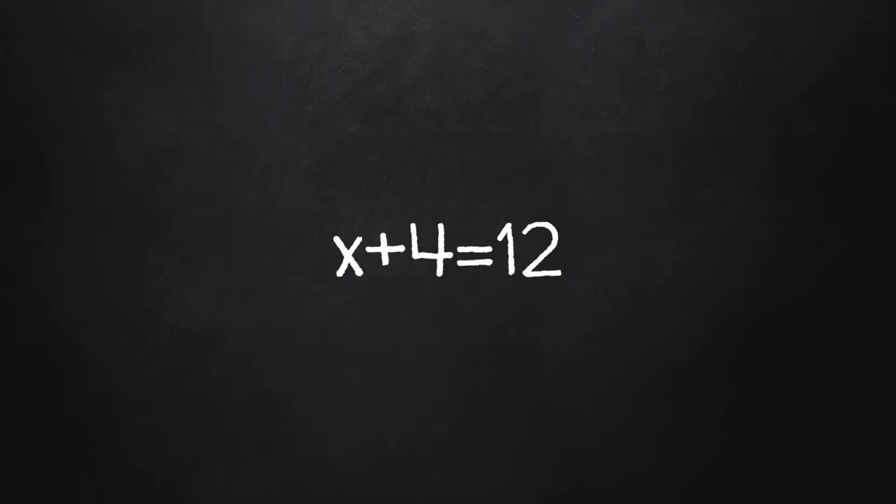Solving for x. To solve for x in an equation, the end goal is to get x alone on one side of the equation. For example, when we have an equation, we must get x alone. To do this, we need to perform operations on both sides of the equal sign.